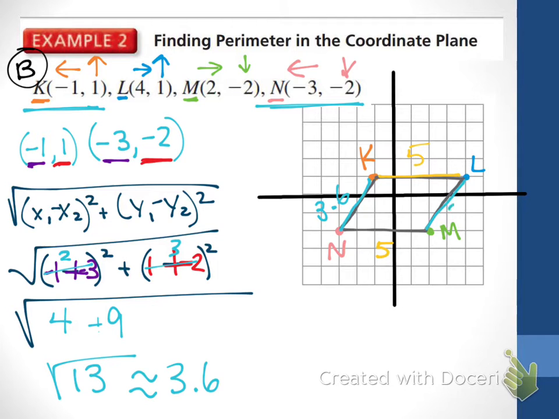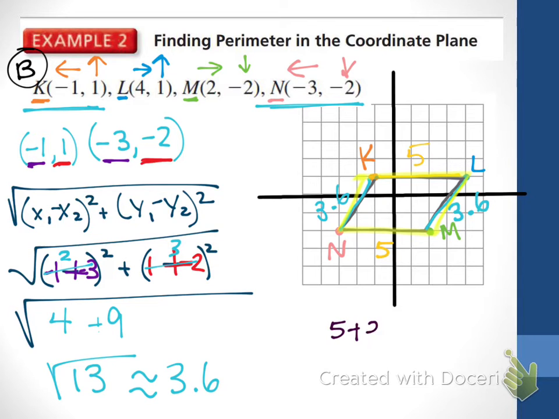LM is also going to be 3.6. That's a property of a parallelogram: the opposite sides will be congruent. So now how do we find the perimeter of the whole shape? Add them. 5 plus 3.6 plus 5 plus 3.6.